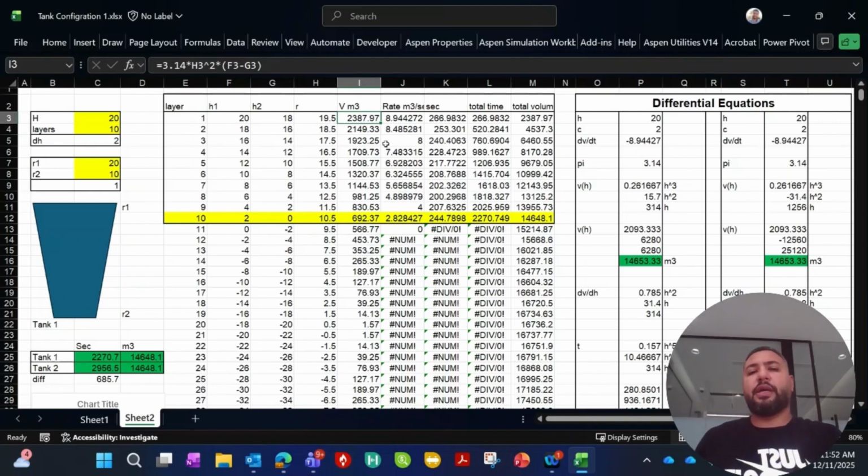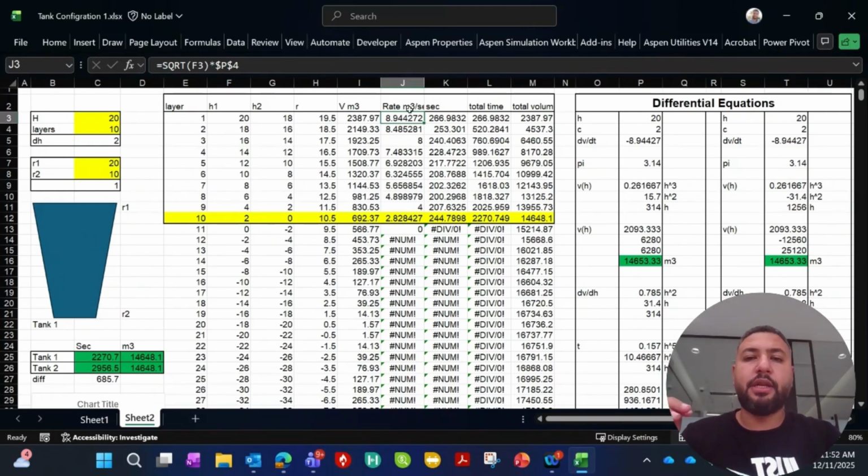And now you can see that I have a rate. This rate is assumed to be a function of the square root of the height of the level of the liquid in this tank. So at higher level, the rate is higher than at lower level, which, as you know, is related to the pressure. So now you will start to see that because the first tank has more volume of water at the top, it will drain first. This means that a bigger amount of liquid will drain first because we have a higher rate here.